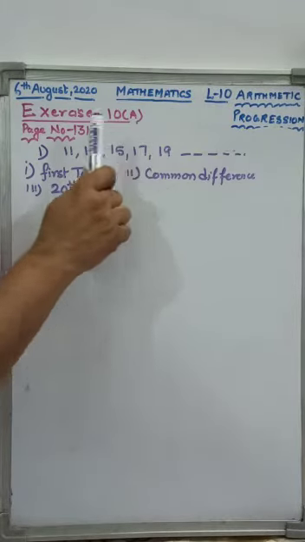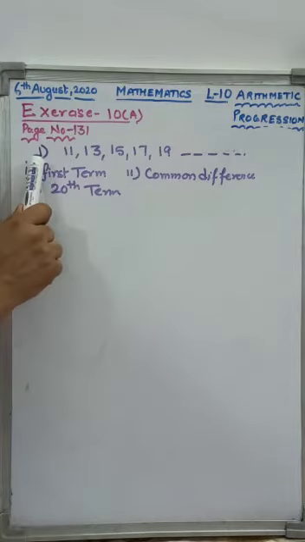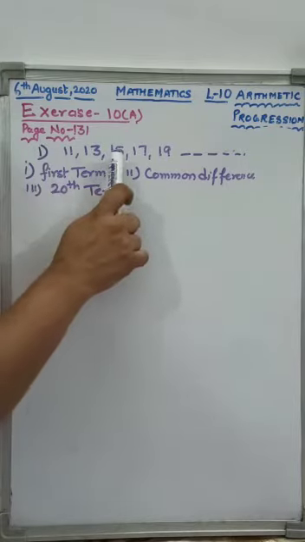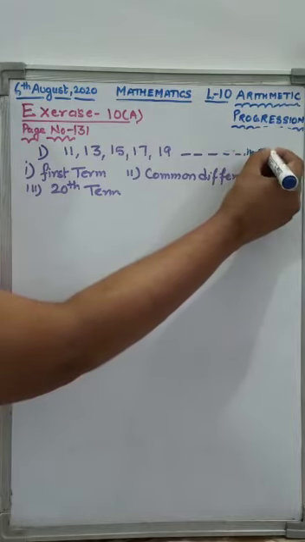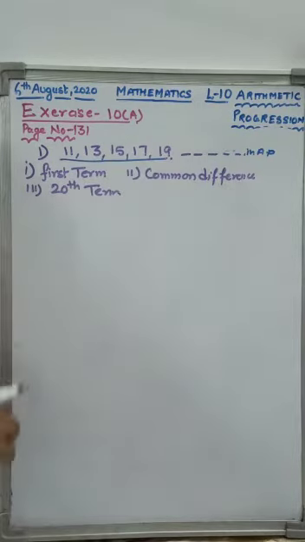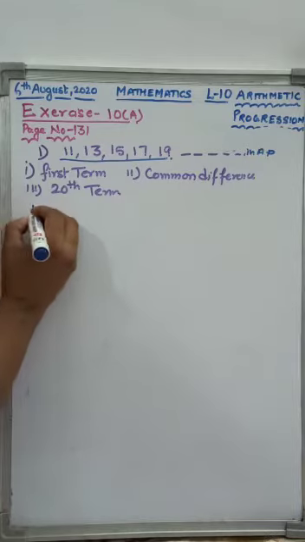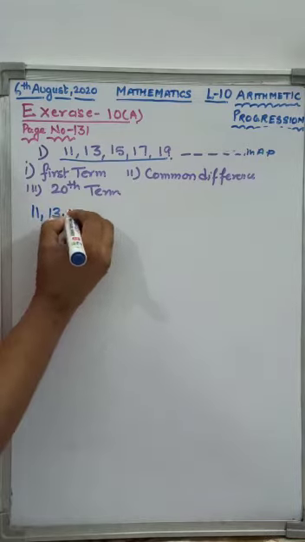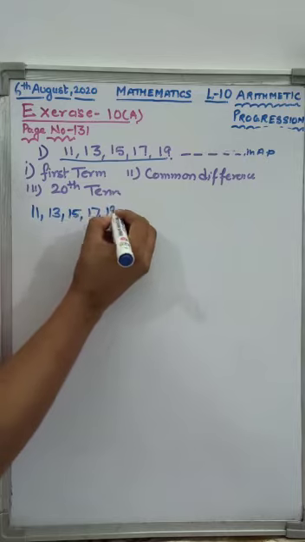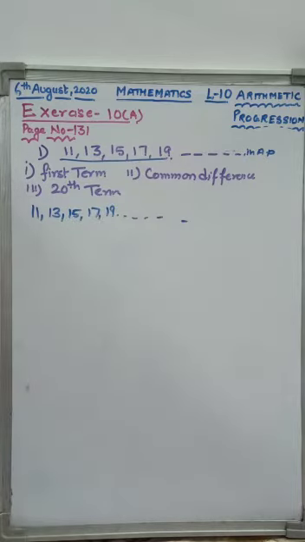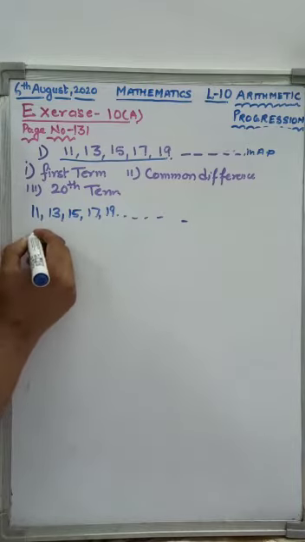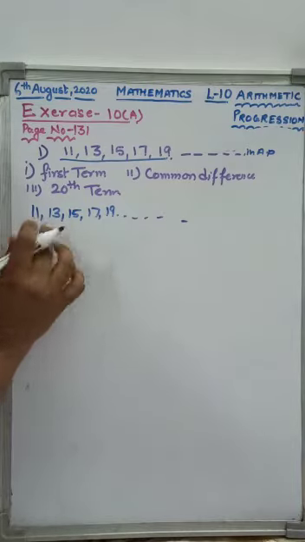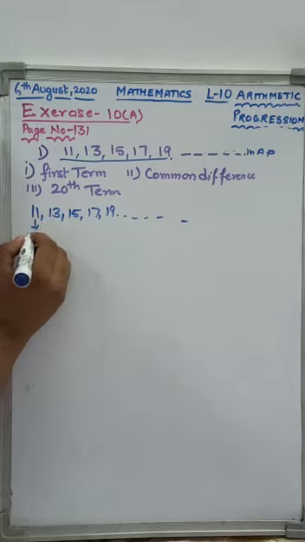Exercise 10A, page number 131, question number 1. It says: show that the progression 11, 13, 15, 17, 19 is in AP. We have to prove whether the sequence is in AP or not. So the given progression is 11, 13, 15, 17, 19, and so on. First of all, we will find out the common difference. Now how will you find out the common difference? Let's see. This is your first term, first number.